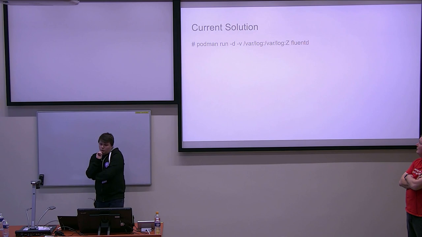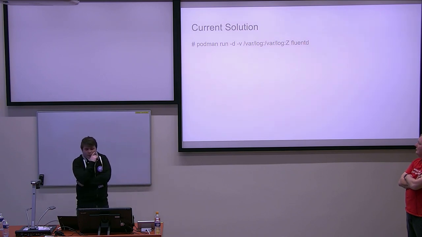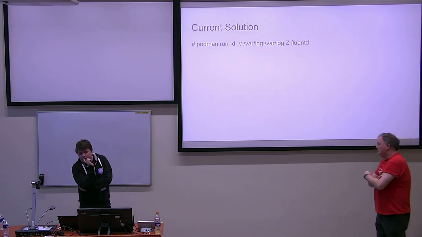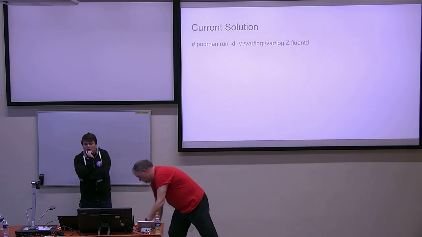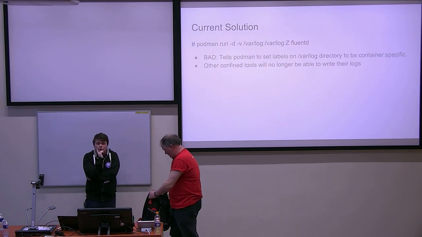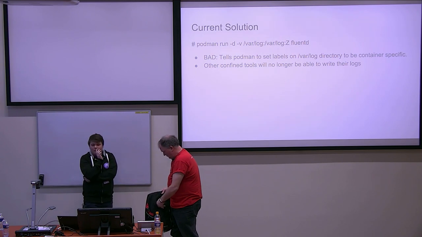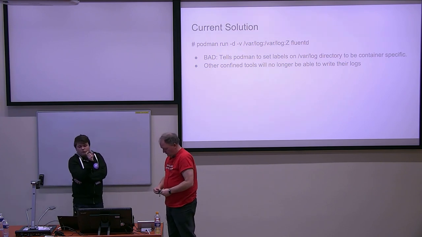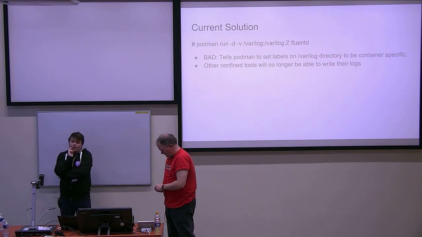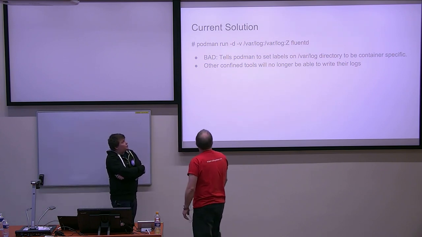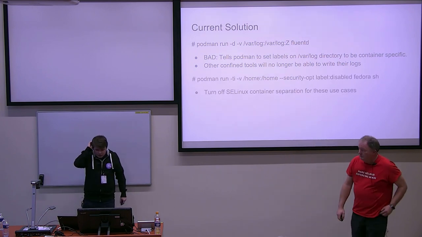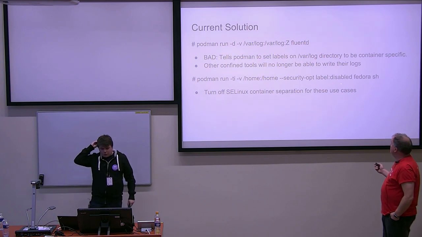So what's the current solution for these problems? The first one is to use the relabeling feature. For example, if you want to start Fluentd inside the container, you can relabel /var/log to have the label container_file_t with specific categories, which is of course a bad idea, because the /var/log directory gets container_file_t with a set of two categories, and other confined tools will no longer be able to access /var/log, which is not good. And the second solution is to turn SELinux off for the container, which is of course a bad idea.